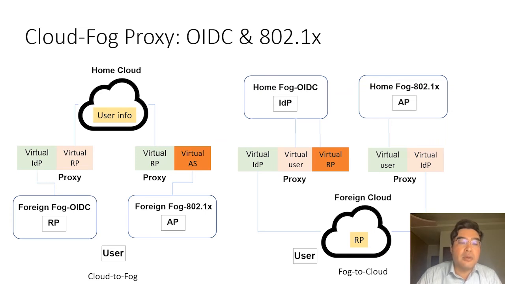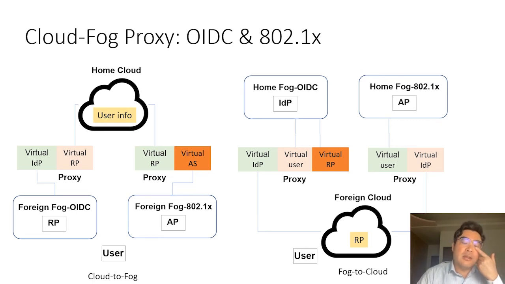And here you have cloud to fork, which means that your account is in the cloud. That's your home, and you are connecting to fork. Okay, so here are two types of fork. One is the OIDC fork, and the other is the 802.1x fork. And this is a user connecting to either this or this. And there will be two kinds of proxy. One is for OIDC to OIDC. This is OIDC to OIDC.